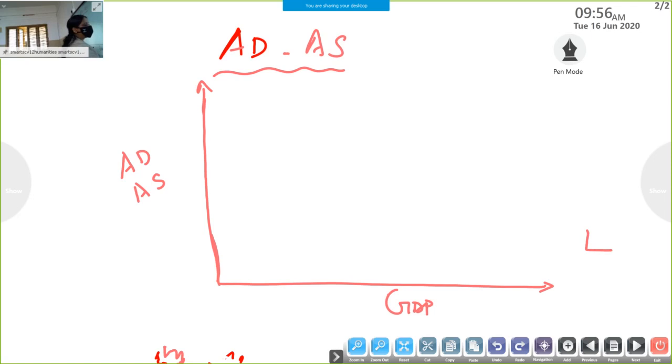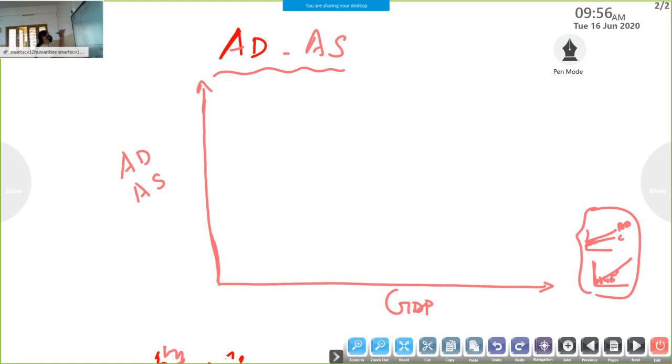AD starts from the y-axis, upward sloping, corresponding to the consumption curve. Then AS starts from the origin, a 45-degree line. It is also known as the guideline. These should all be there in your mind. Based upon that, we can take graphical representation of the ADAS approach.